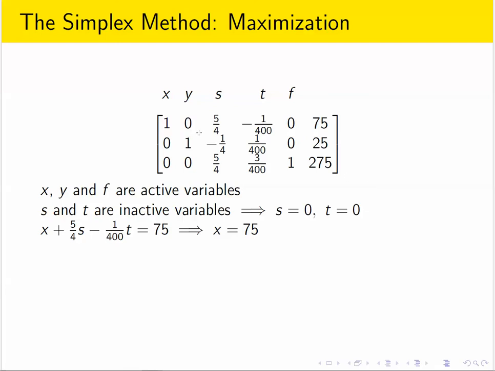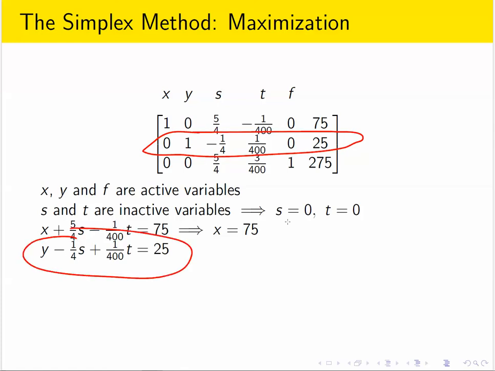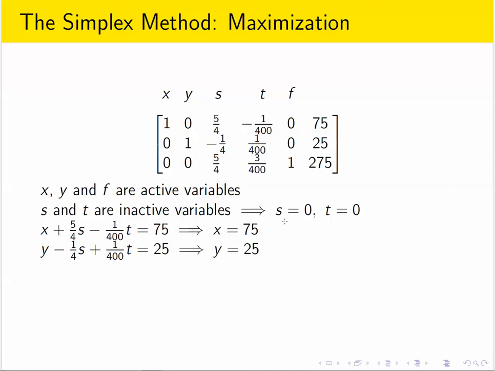Now if we do the same work on the second row, we get an equation for which we can plug in the zeros for inactive variables and obtain a value for y. And from the third row, we get another equation. We can plug in zeros for the inactive variables and get a value for f.